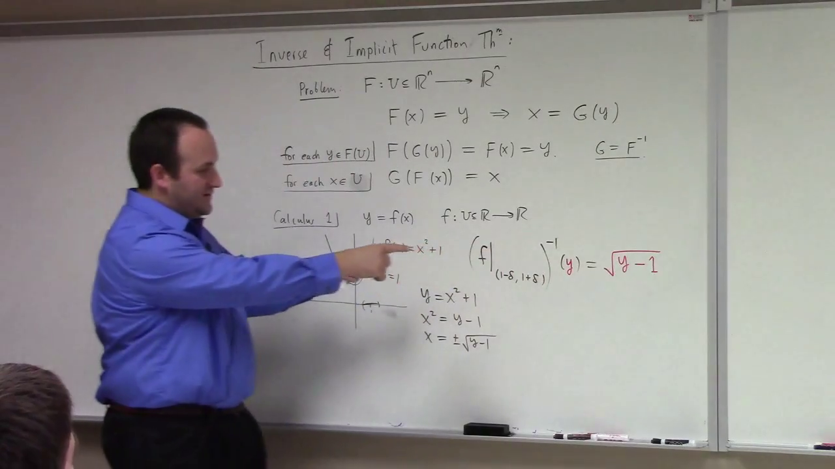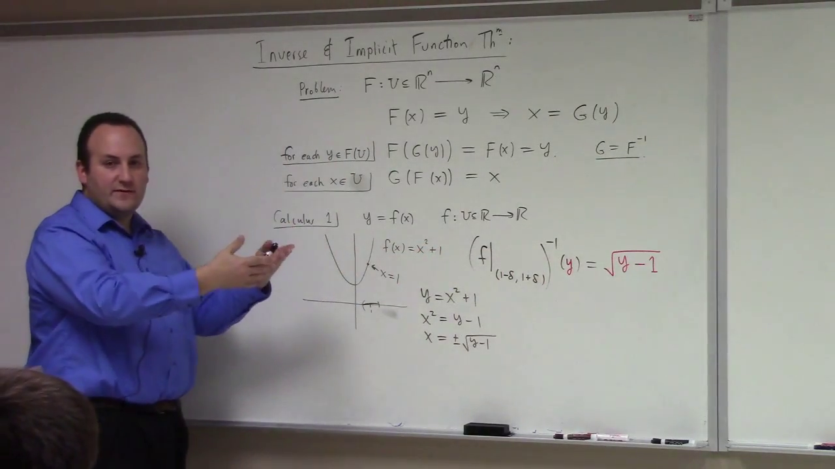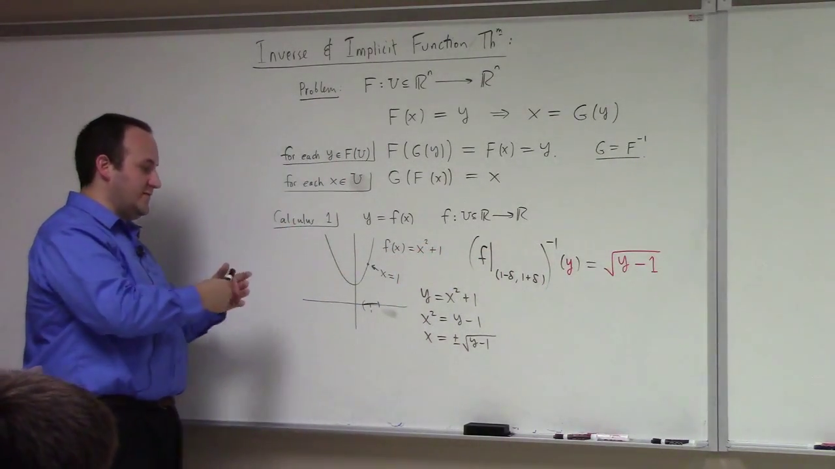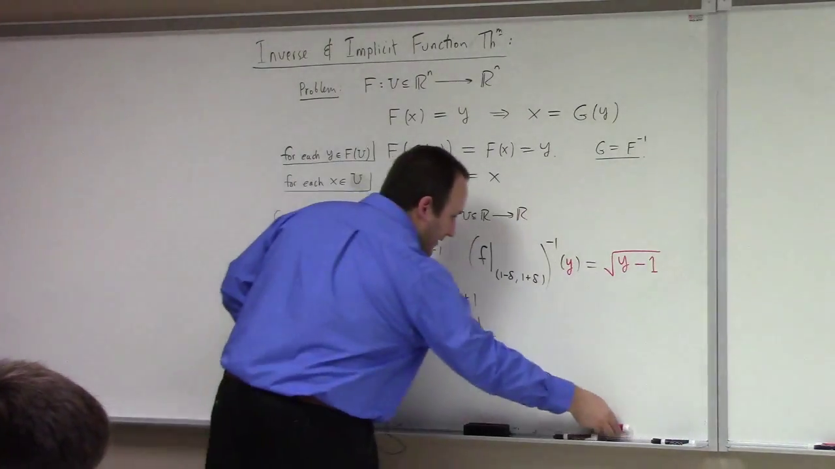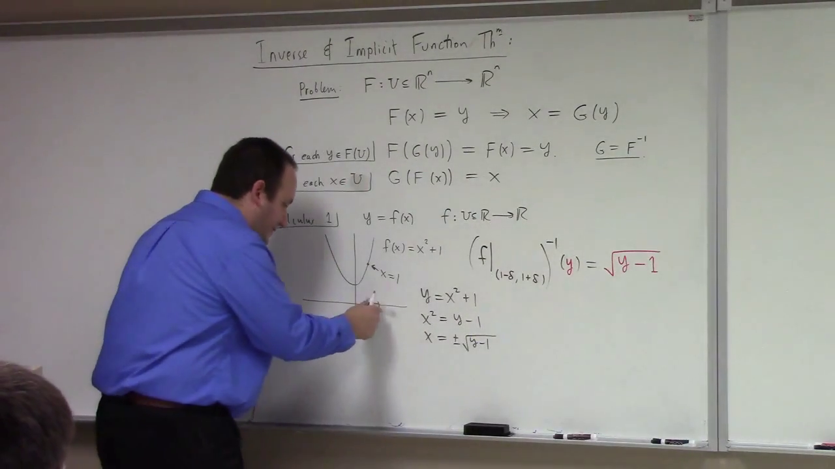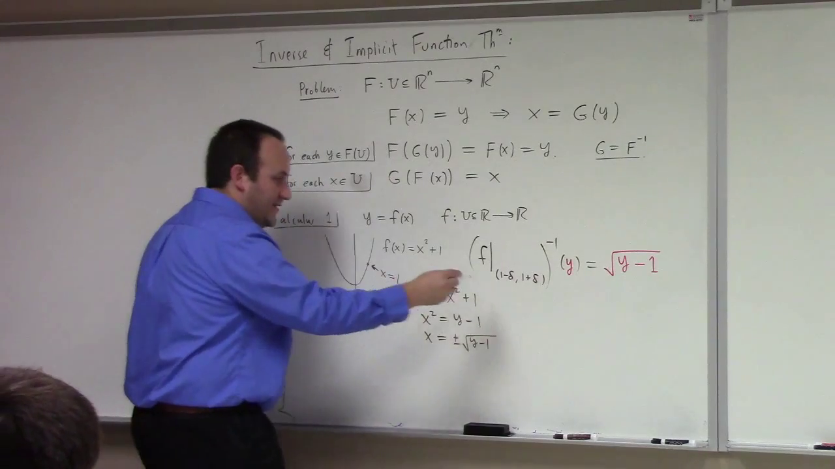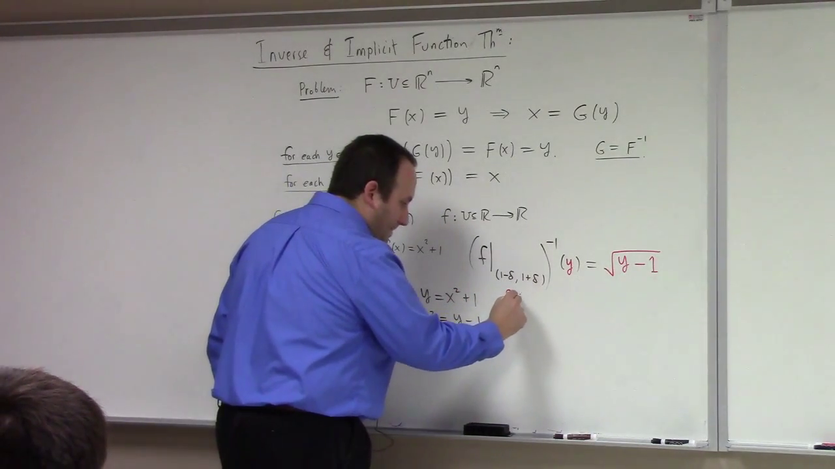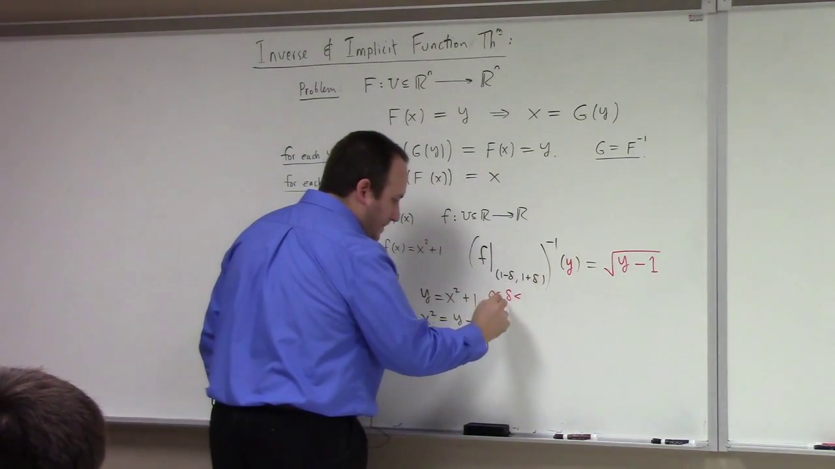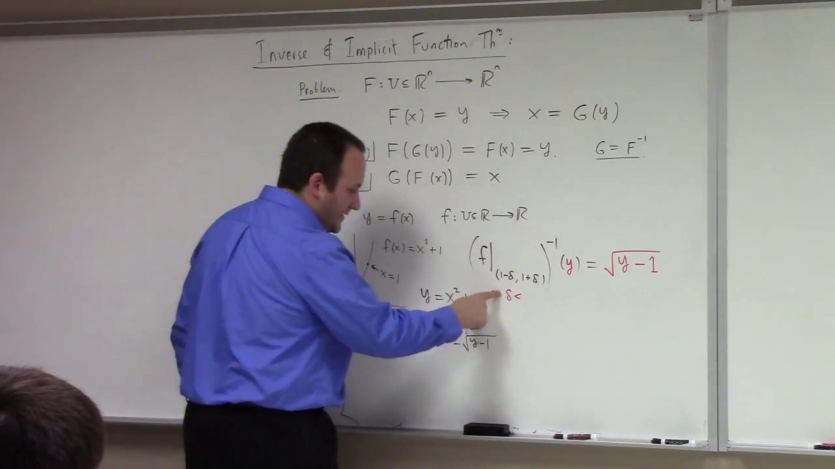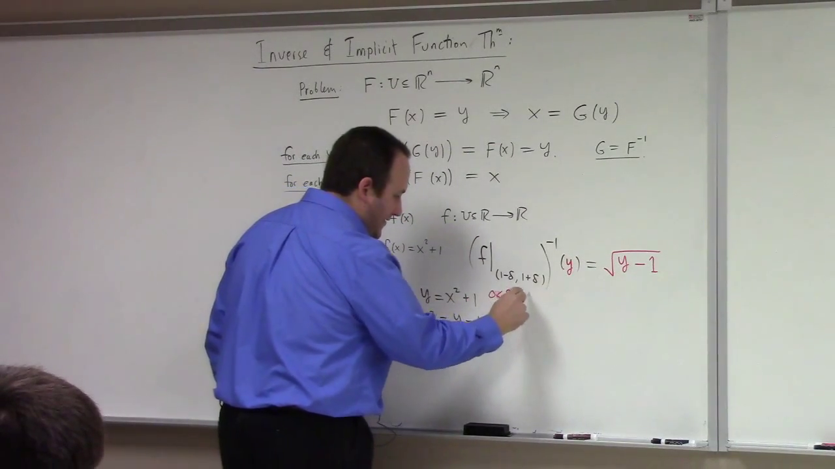So that's the inverse, but it's not the inverse for the function, right? It's the inverse for a restriction of the function to some smaller domain, right? And of course, it's a local idea, right? Delta has to be what? Yeah, delta has to be less than 1.